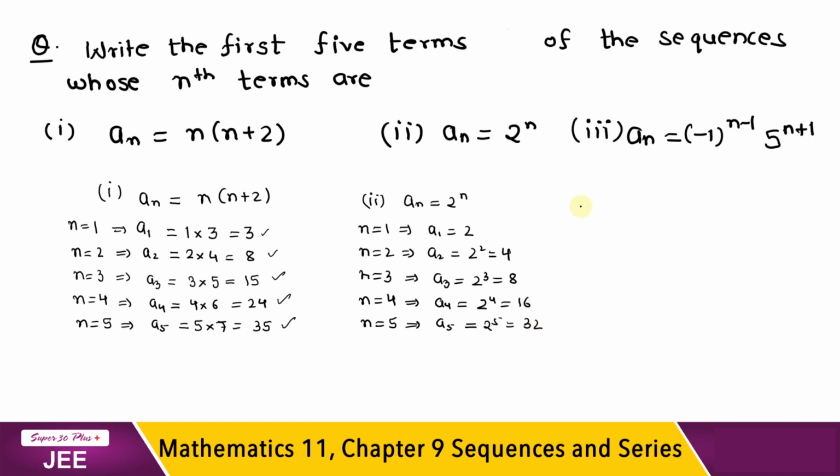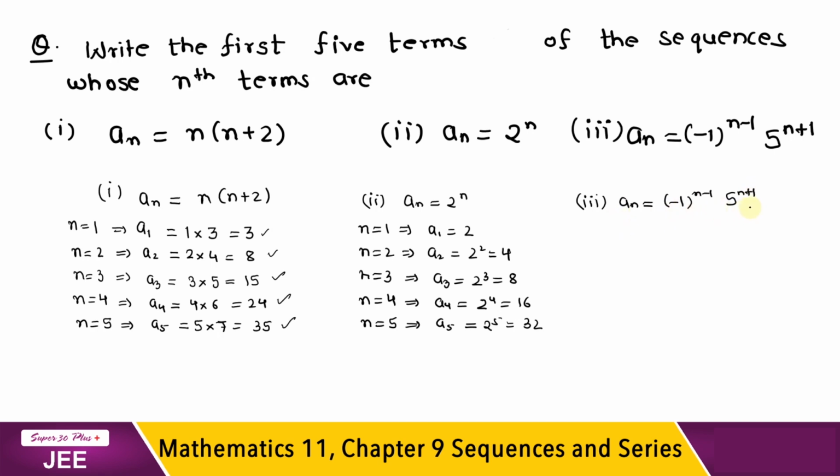Alright, let's crack the third part. Third part says an is minus 1 raised to the power n minus 1, 5 raised to the power n plus 1. So general term has been given in this way.